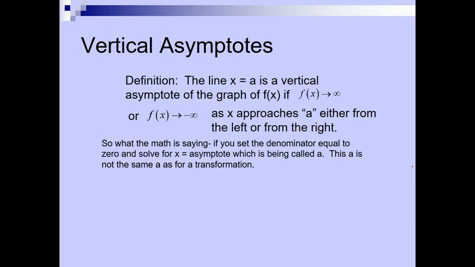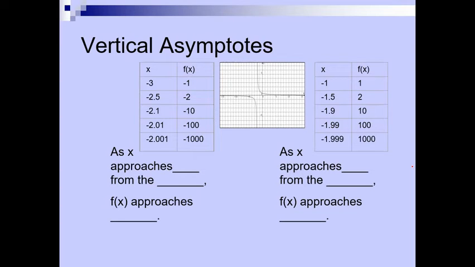So what the math is saying: if you set the denominator equal to 0 and solve for x, you get the asymptote, which is being called a. This a is not the same as the a for the transformation. Please remember that. So we're going to look at some tables. I'm not going to ask any questions through this, but you can fill out your Google Doc. As x approaches -2, notice our x's are approaching -2. We start at -3, -2.5, -2.1. Notice how large our f of x gets. When approaching from the left, the f of x values turn negative.